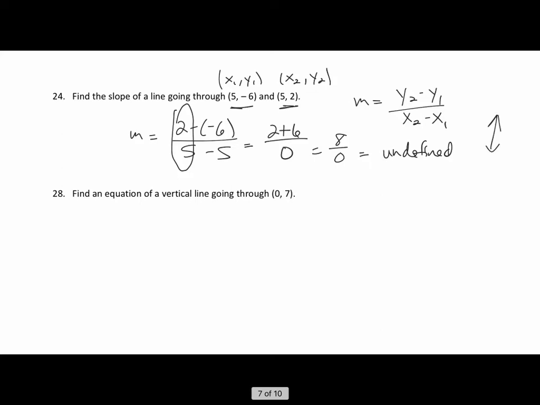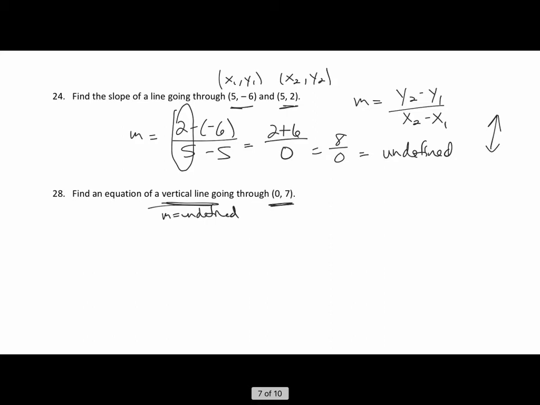For 28, find an equation of a vertical line that goes through this point. Interesting. We just talked about how a vertical line has a certain type of slope, because in order to build an equation of a line, you have to have either 2 points or a slope and a point. We only have 1 point here. So do we have a slope? Well, that comes from the fact that we know it's a vertical line, so that's undefined.